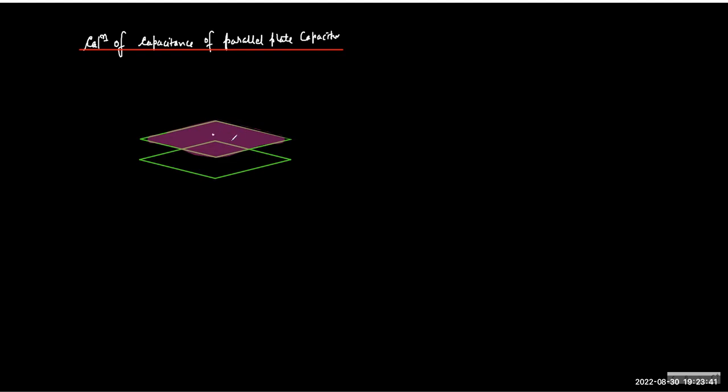So technically this is called plate one, this is plate two, and this entire thing is called area. Sometimes we have the length and width given instead of area. And we have a separation between the plates. Now the separation is the very tricky part. The separation will play the role of creating a uniform field, or a field with some symmetry.